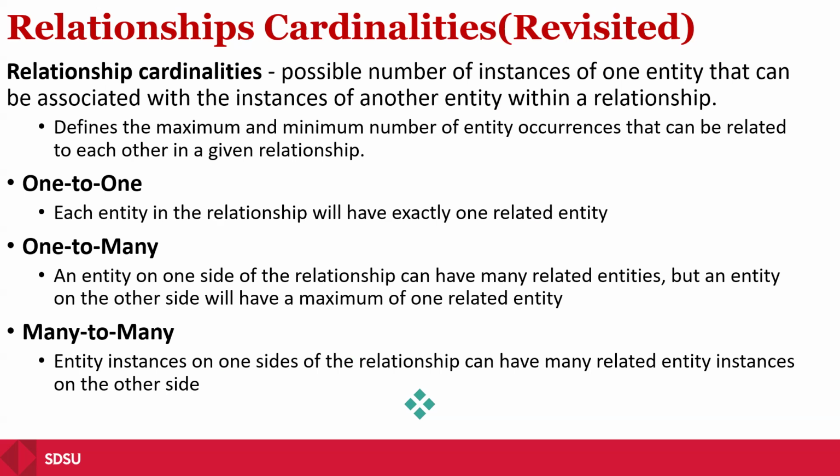So when we have only one instance of one entity related to one instance of another entity, we have a one-to-one relationship. For example, one car can belong to only one manufacturer. Okay, so it's a one-to-one relationship. There's also one-to-many, when one entity can be related to many instances of another entity. And there is many-to-many, when many instances of one entity can be related to many instances of another entity.